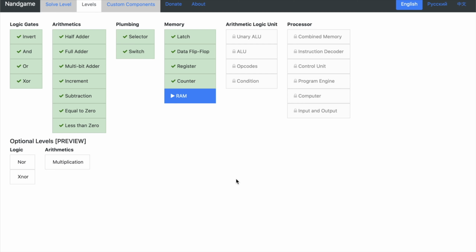So next week, we're going to take all of these components and put them together into an ALU and hopefully explain how opcodes work with that ALU. Well, I hope you enjoyed this, and see you next time.